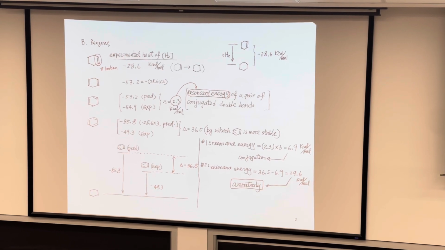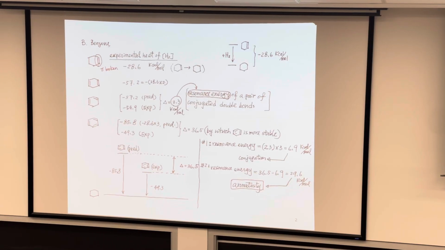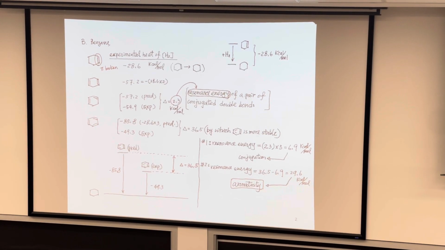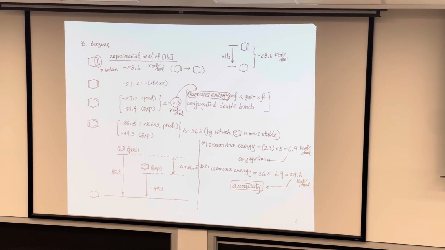Which means the one with the double bond has high energy. The one without the double bond, that's the product, cyclohexane over there, energy is low. From the one with the double bond to the one without the double bond, the process is exothermic. Energy is released, 28.6. So let me draw a picture over there, probably that will be more clear. From double bond to single bond.